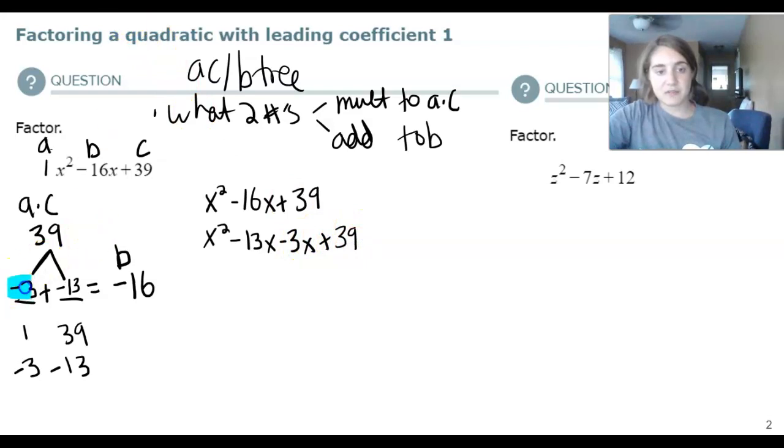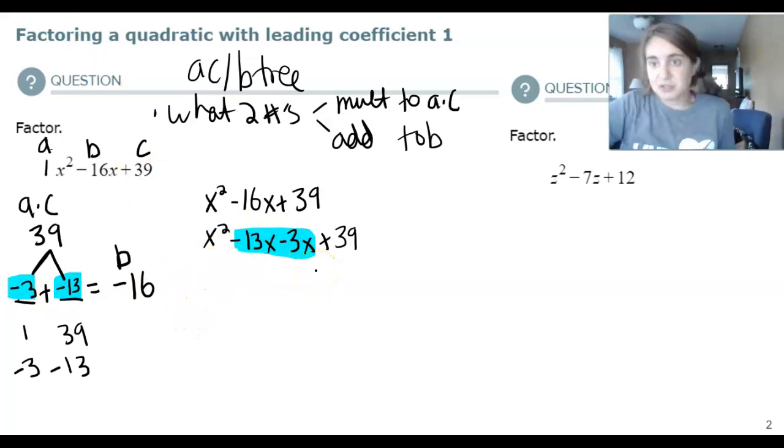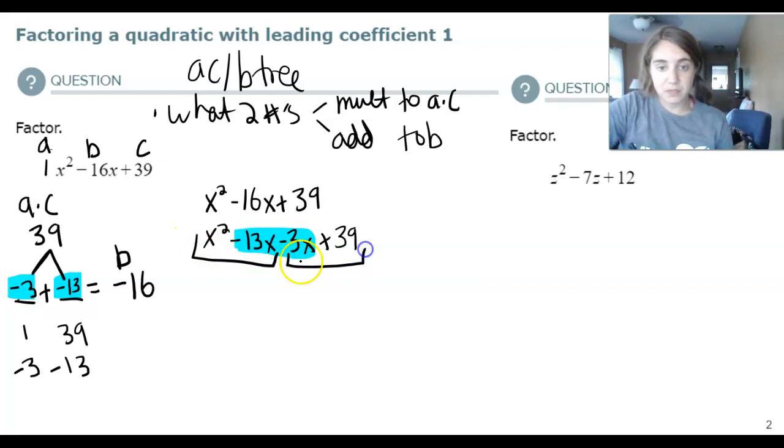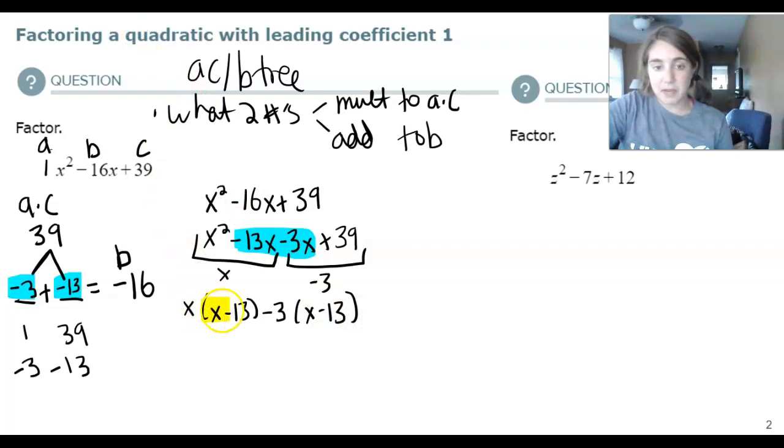And those numbers came from that. Now this is four terms, so I can use my factor by grouping idea. I'm going to group these two and group these two. I can pull an x out, so I end up with an x minus 13. I can pull out a negative 3, x minus 13. I get my matching and my leftovers that we call them. X minus 3, x minus 13.